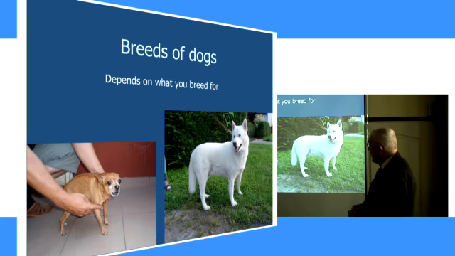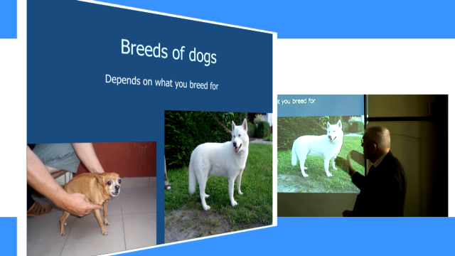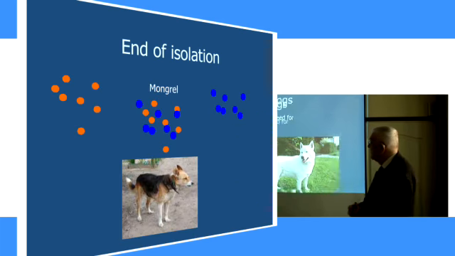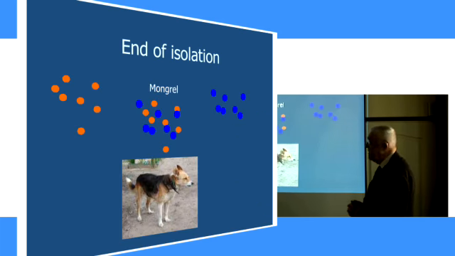Now, of course, what kind of races we get will depend on what we select for. And of course, we know that there are many races of dogs, and they can be very different. And this has been achieved by man through the process of breeding dogs. However, the important thing is that we must keep the races separate.